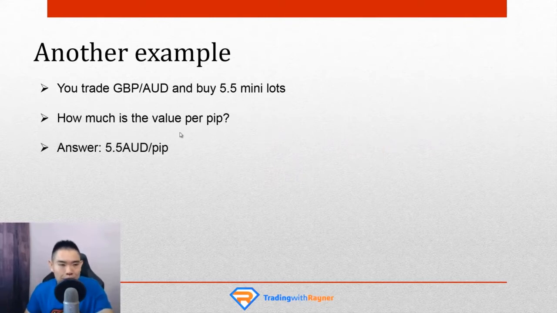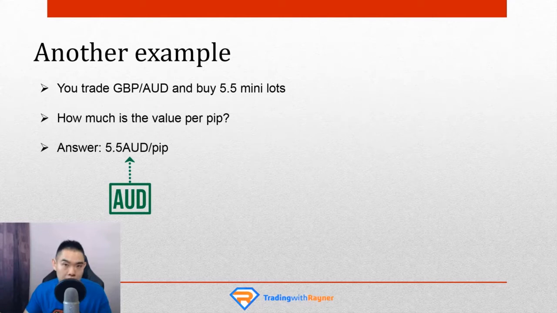All this would be useful to you if, let's say, your account currency is in Australian dollar. Then yeah, 5.5 Aussie dollar per pip would make sense. But of course, as you know, there is no guarantee that the quote currency will be the same currency as your account funding. Maybe you could fund it in US dollar. You could fund it in Singapore dollars. It could be different.